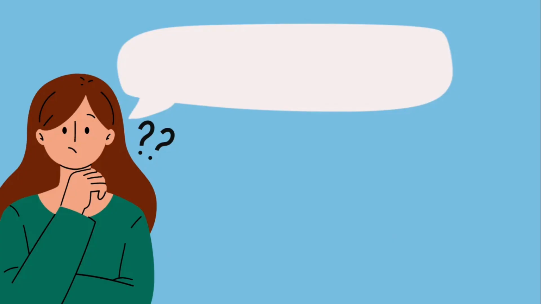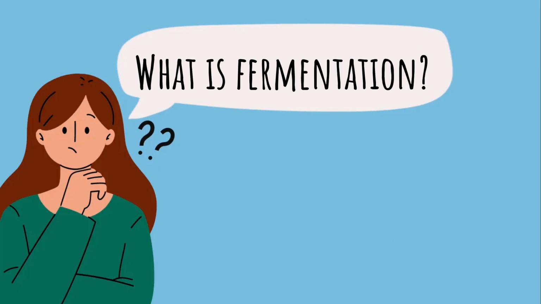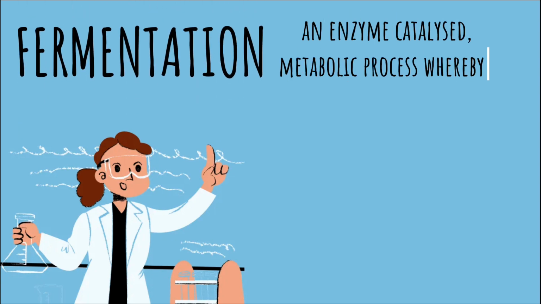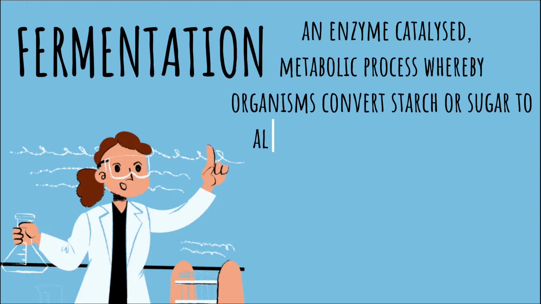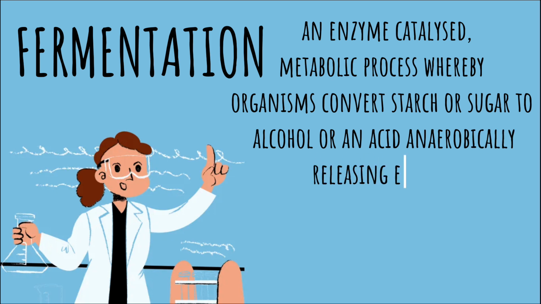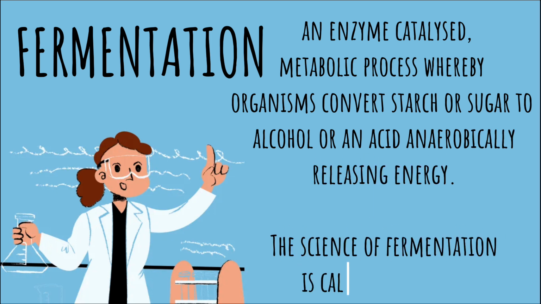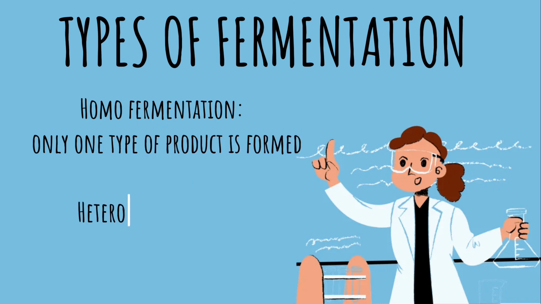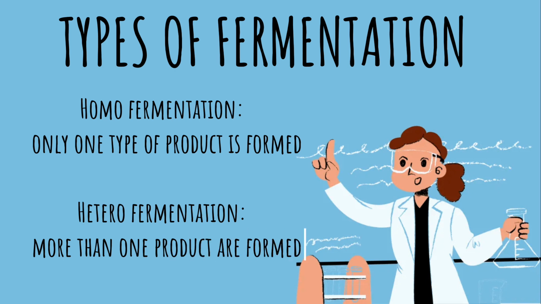But I know some of you might be wondering, what is fermentation? Fermentation is an enzyme-catalyzed metabolic process whereby organisms convert starch or sugar to alcohol or an acid anaerobically, releasing energy. The science of fermentation is called zymology. There are two types of fermentation: homofermentation, where only one type of product is formed, and heterofermentation, where more than one product is formed.